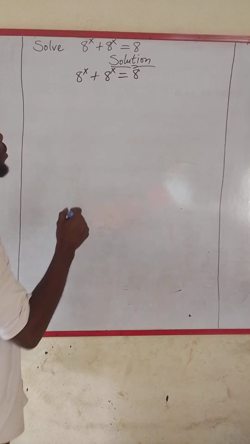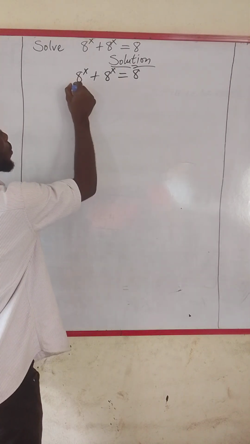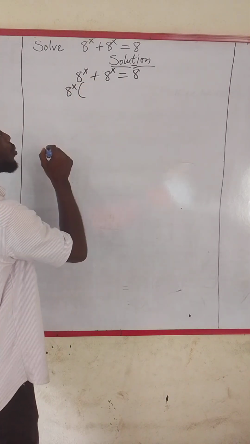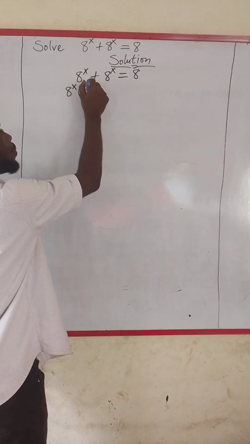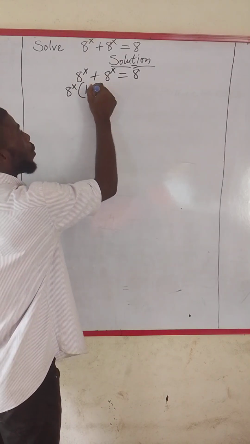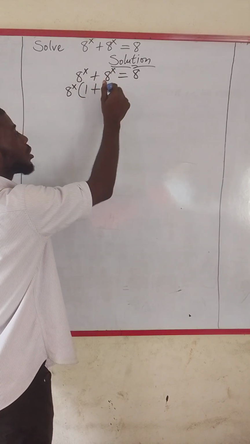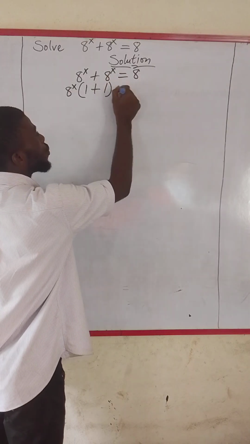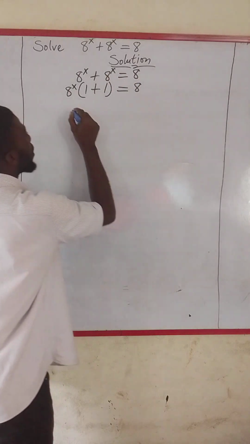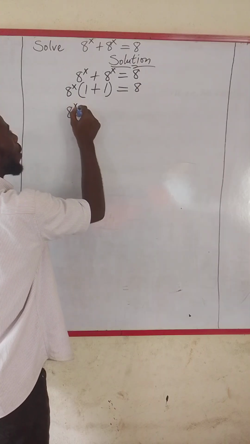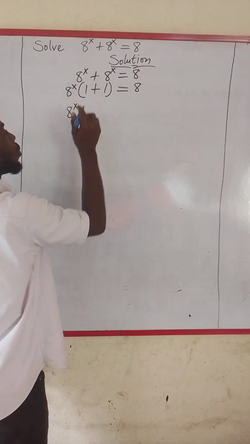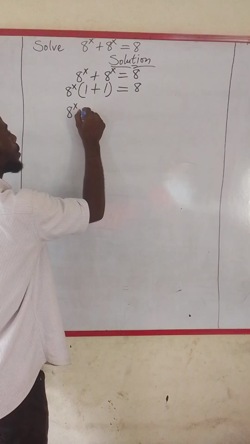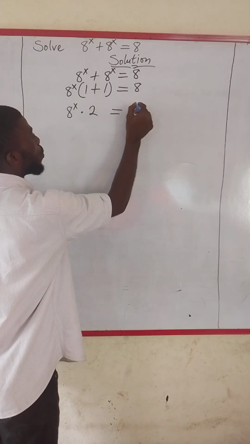So I can actually factor out 8 raised to the power of x. When I factor out 8 raised to the power of x from the first term, I will be left with 1. Plus, when I also factor out 8 raised to the power of x in the second term, I will be left with 1. This will now be equal to 8. This will become 8 raised to the power of x, 1 plus 1 will give us 2. This will now be times 2 is equal to 8.